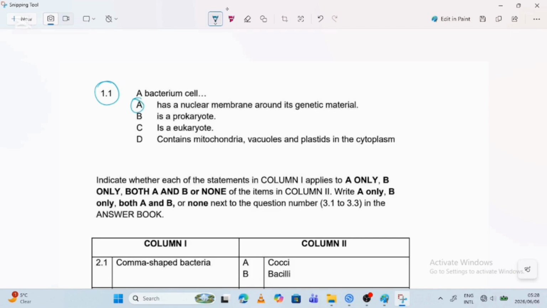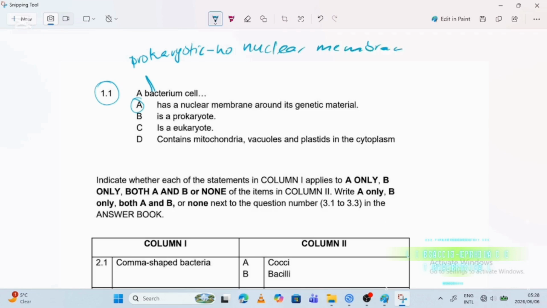option A says it has a nuclear membrane around its genetic materials. Since we know that bacteria are prokaryotic, this implies that the first option is wrong, because prokaryotic means no nuclear membrane. So this one is false. A bacterium cell is prokaryotic, so this one is actually correct. So the correct answer here is B.